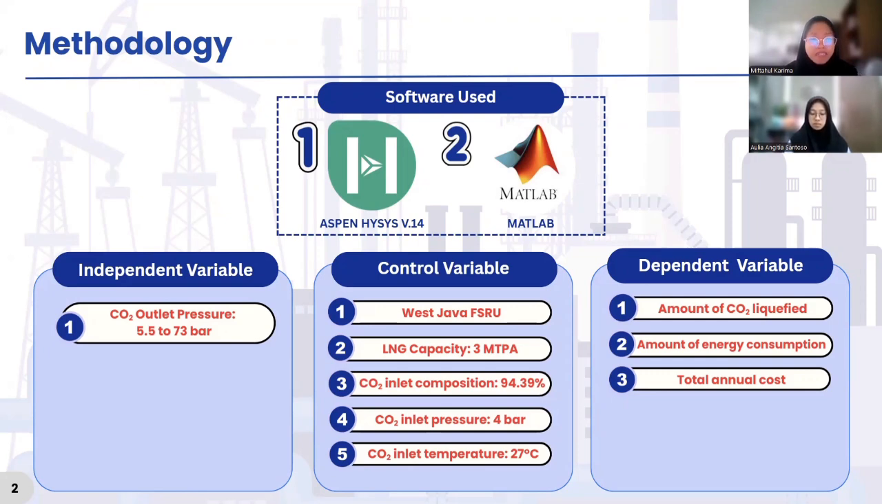The independent variable is CO2 outlet pressure. The control variables are West Java FSRU, LNG capacity, CO2 inlet composition, CO2 inlet pressure, and CO2 inlet temperature. The dependent variables are the amount of CO2 liquefied, the amount of energy consumption, and the total annual cost.